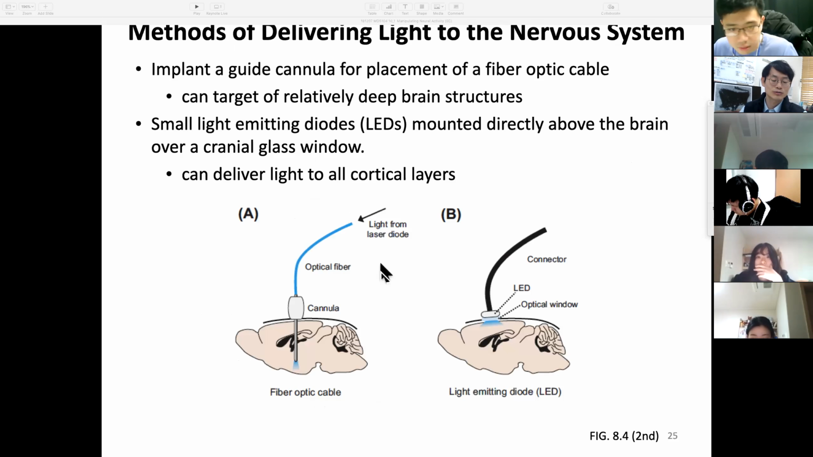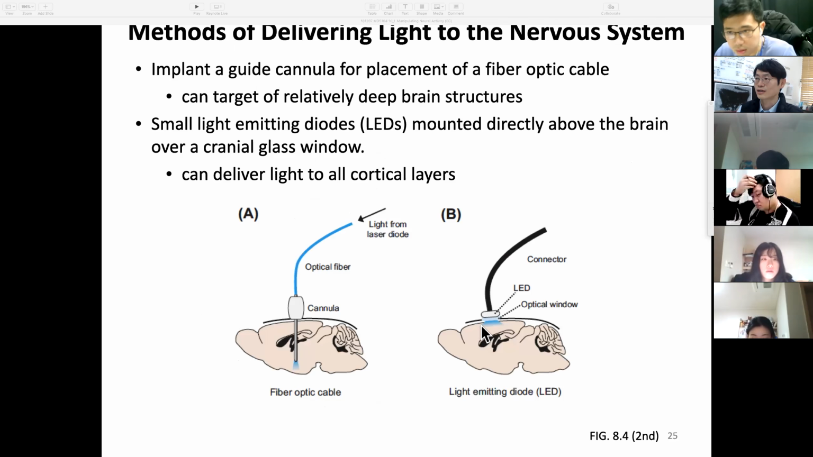And let's go into more practical aspects. Methods of delivering light to the nervous system. How do you deliver the light? Now here comes engineering. You can implant a guide cannula for placing a fiber optic cable to target anywhere in the brain.